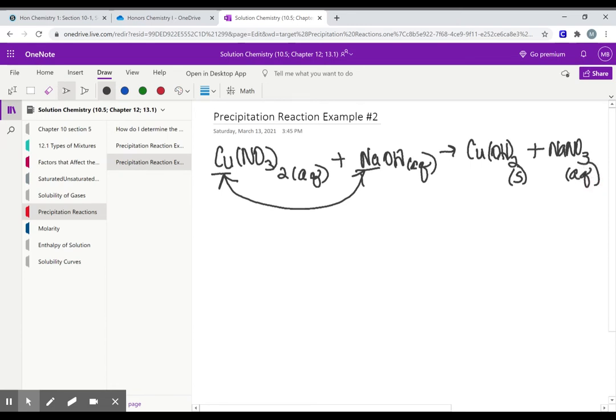All right, so I'm going to go ahead and give coefficients here. We needed to balance the nitrates, so we're going to put a 2 here. And then we need to balance the sodium and the hydroxide ions, so we're going to need to put a 2 there.